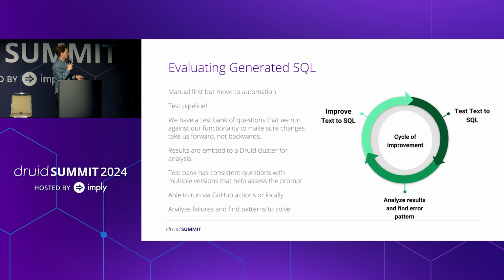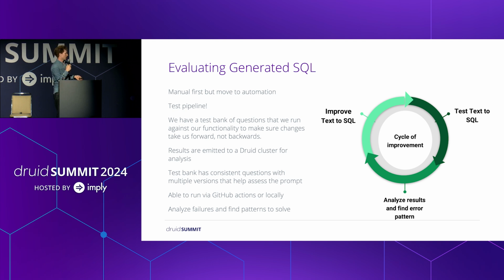We emit the results to a Druid cluster for analysis. That's a bit overkill, but why not? I don't have that many questions, but I work at a Druid company, so might as well use Druid for it. The test bank has consistent questions with multiple versions to help assess the prompt. I found that oftentimes my prompts could be very bad and not very correct, so I created the idea of having multiple versions of the same prompt that you can use to evaluate in and of itself.